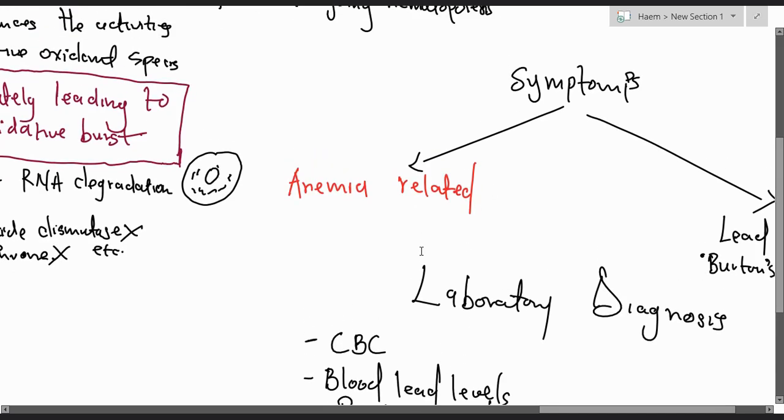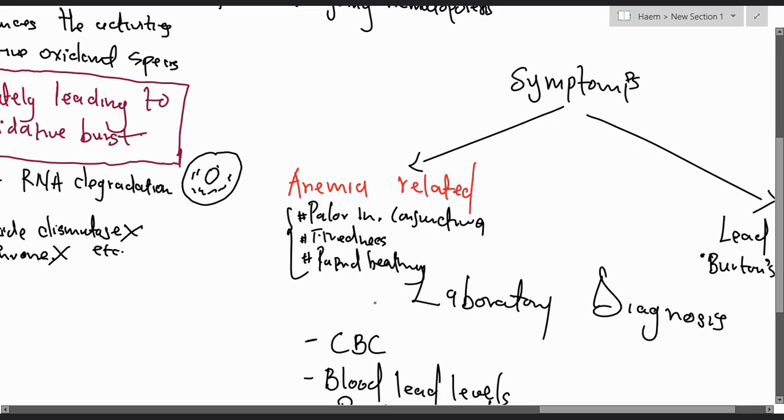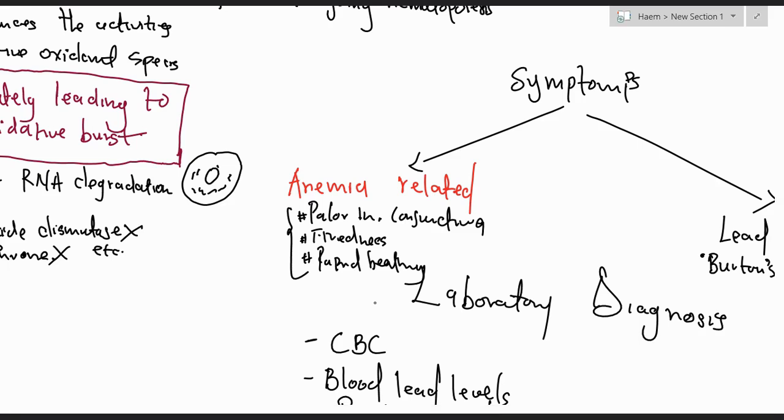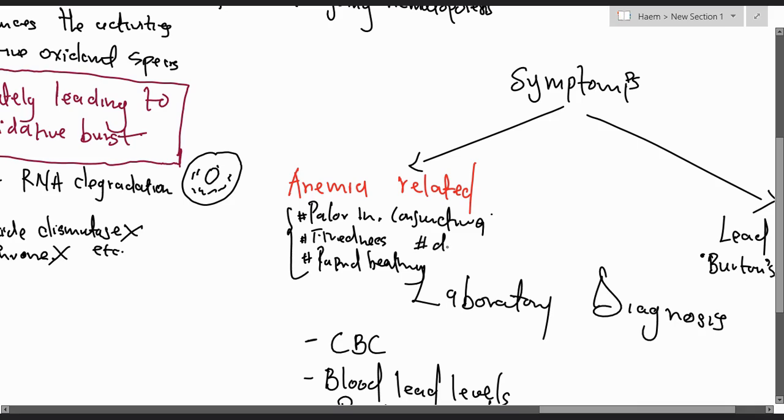So we have anemia related symptoms. The general symptoms of anemia: we can talk about pallor in the conjunctiva, tiredness or fatigue, frequent tiredness, rapid breathing, dizziness, etc. So all these symptoms of anemia tell us the anemia related symptoms of anemia of lead poisoning.